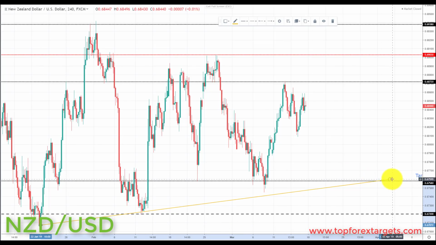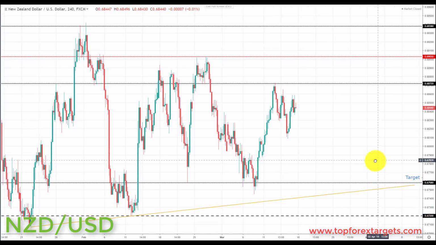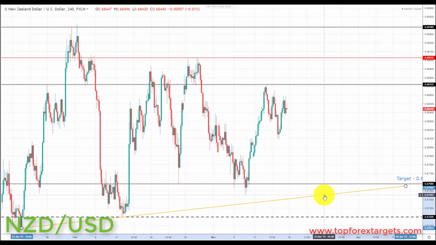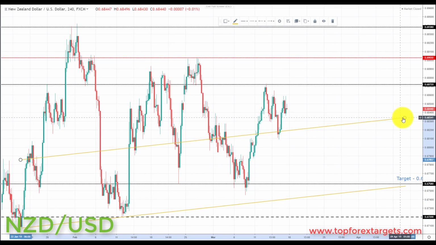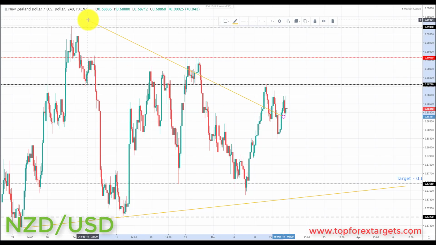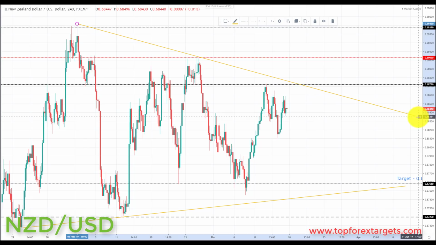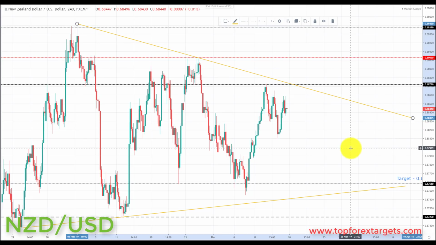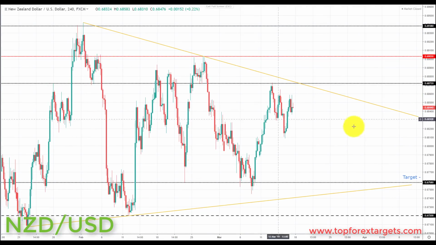And you guys know I don't generally speaking use trend lines because they can be very much more subjective than horizontal support and resistance. However, if we just draw this on here, we can't ignore the fact that this is starting to go into a bigger coiling pattern in the New Zealand dollar.